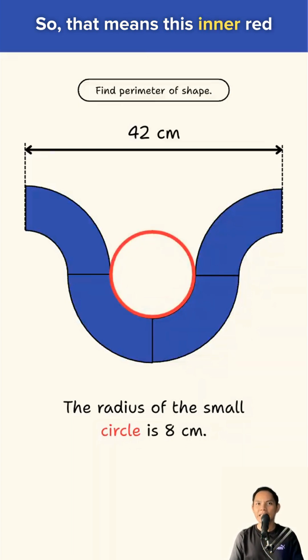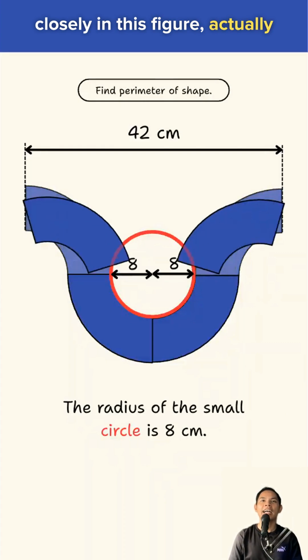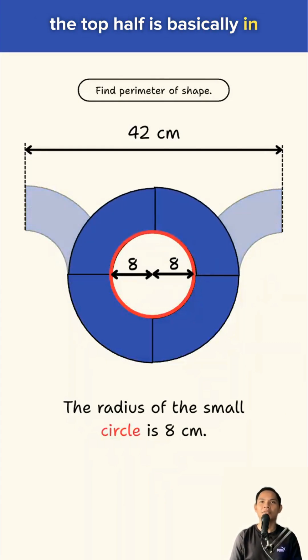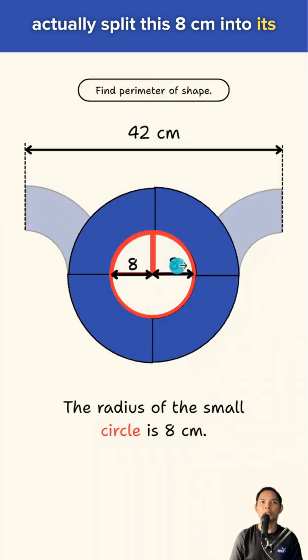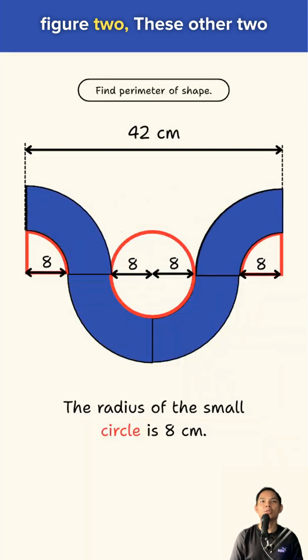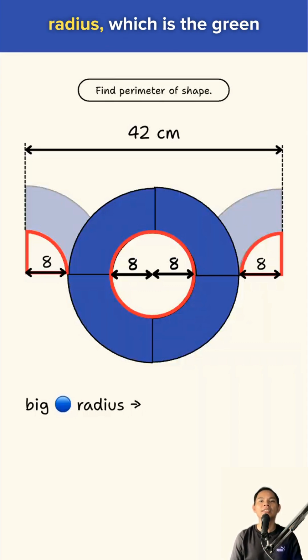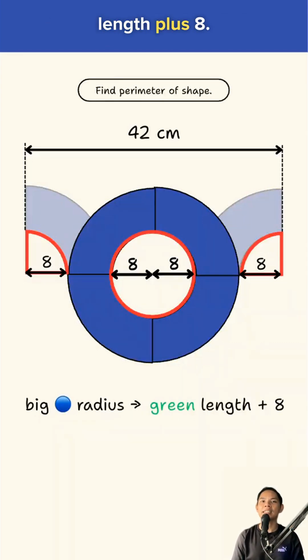So that means this inner red circle has the radius of 8 centimeters. Then if you were to look closely in this figure, actually the top half is basically in reverse. So this is the original figure 1. And then if you were to actually split this 8 centimeters into its own quadrants, then if you were to go back to figure 2, these other two sides of the figure are also 8 centimeters. So now we know this, we can actually get the big circle radius, which is the green length plus 8.